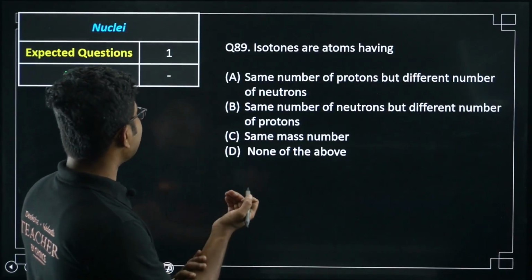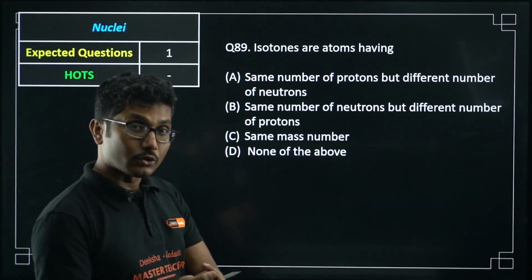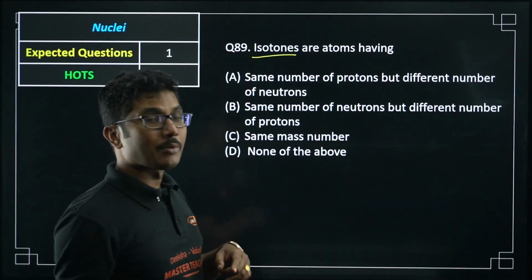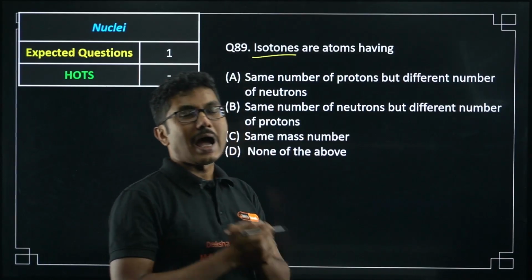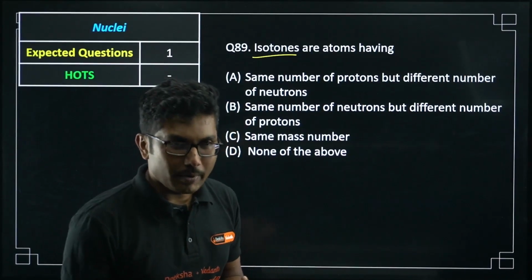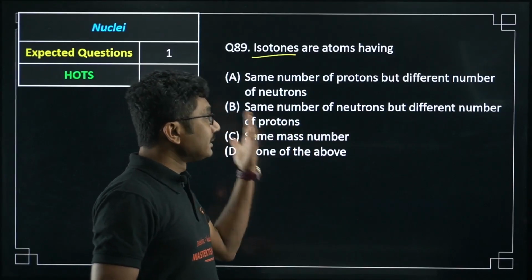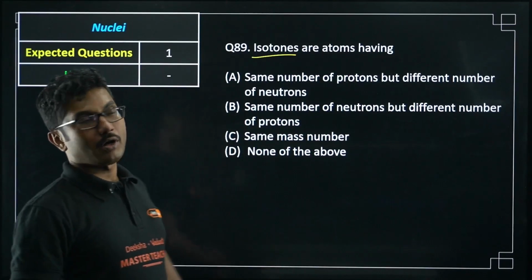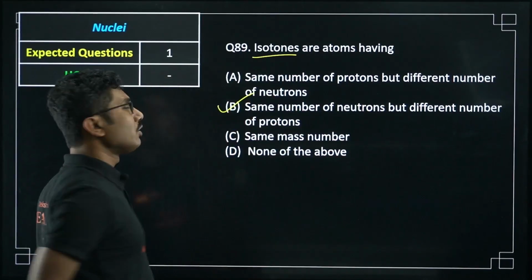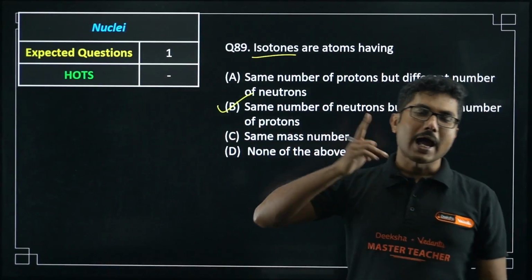Now next, second last chapter, nuclei. Isotones are atoms, not isotopes. It is isotones. Isotopes have the same number of protons, different number of neutrons. Okay, isobars have the same mass number. If mass number is same, they are called isobars. Isotones are opposite to that of isotopes: same number of neutrons but different number of protons. So there are three things you have to remember: isotones, isotopes, and isobars.